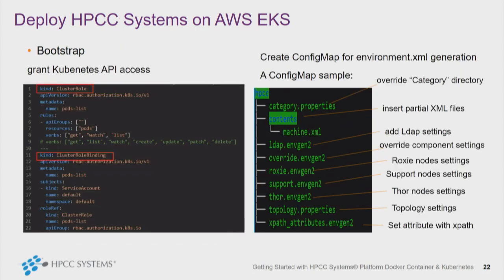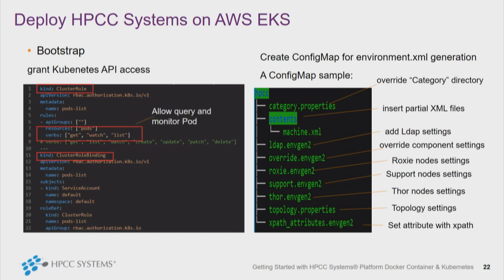Before you deploy the HPCC cluster, we actually need to do some bootstrap. Basically, one thing is we need to grant the Kubernetes API access, because in the admin node, we use the Kubernetes API to communicate with each pod. At the right side is the information used to generate the environment.yml.